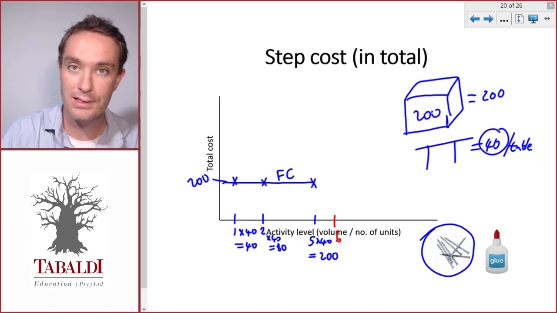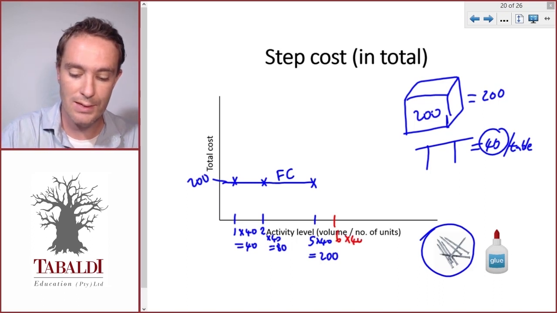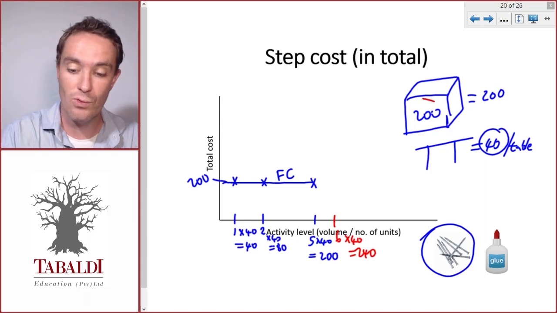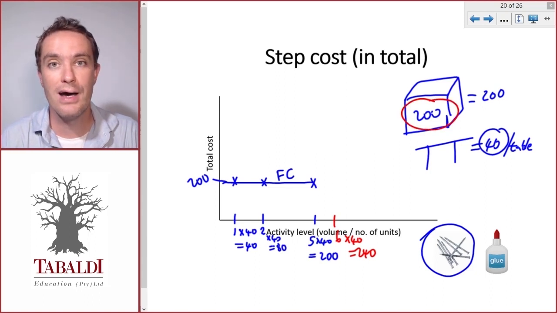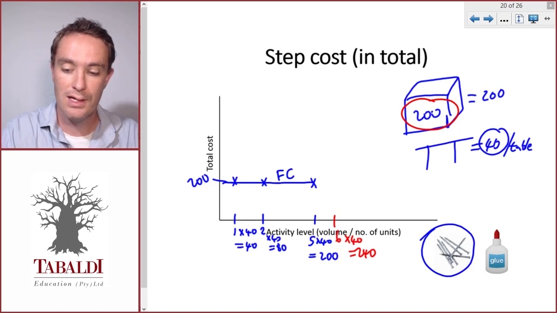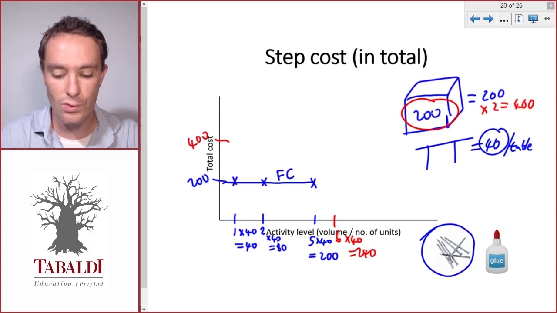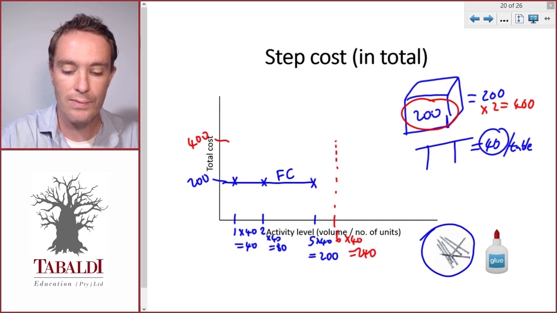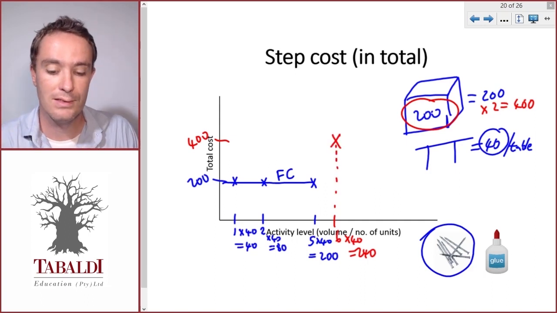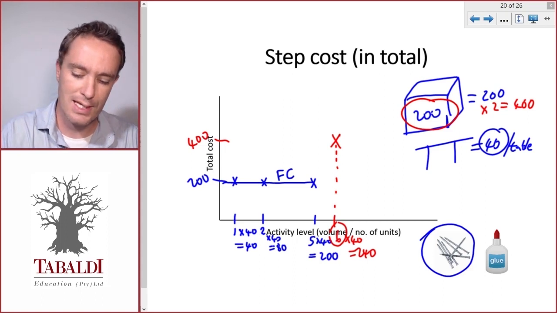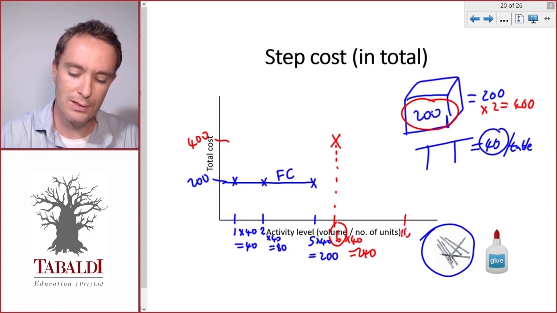So when we make 6 tables, we need 6 times 40, so that's 240 nails. There's not enough in 1 box, so we have to buy a second box of nails. So at 200, 2 boxes would cost us 400. So our total cost for nails, which is a raw material, would be 400. That's if we make 6 tables. And that will stay the same up until 10 tables.